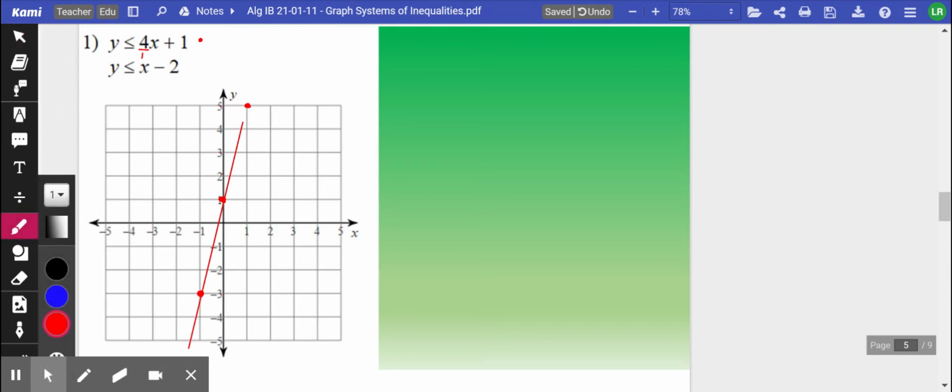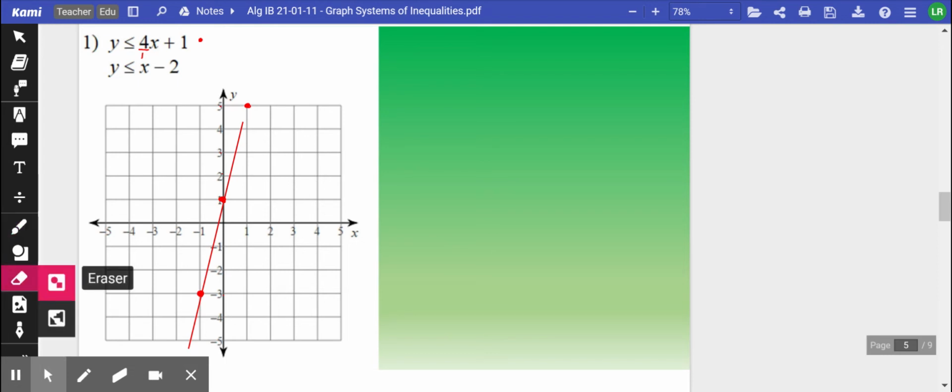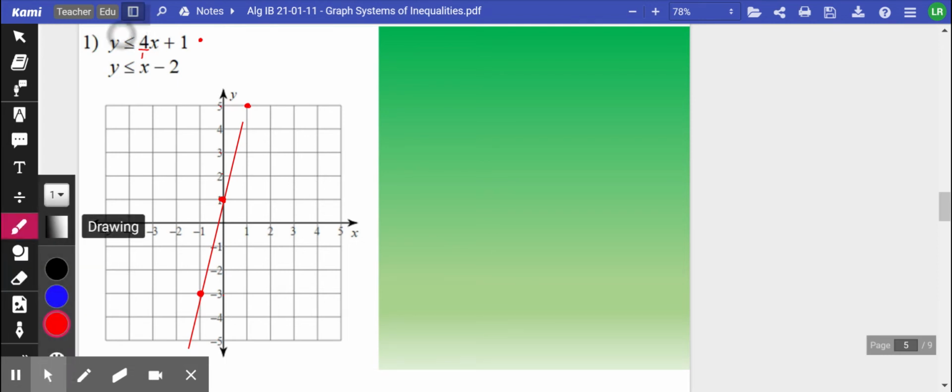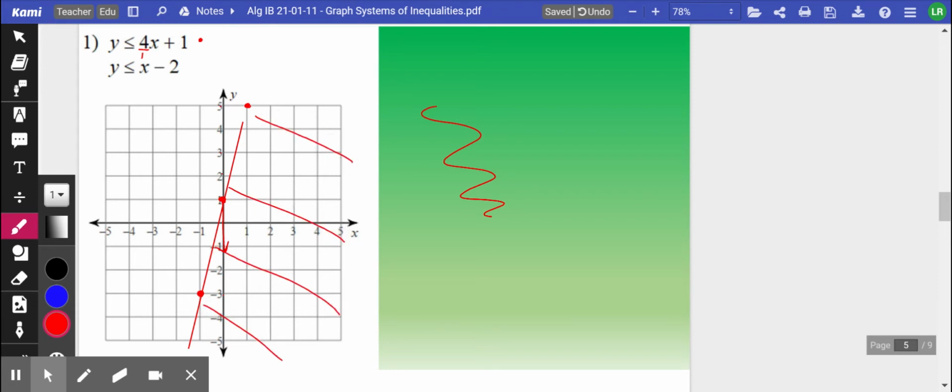Now on this top one, where is this shaded at? Up or down? It's y is less than, so I'm shading down. Down is this side. So I know somewhere over here is where my final answer is. So I cannot shade anything in this spot that's blank right now.